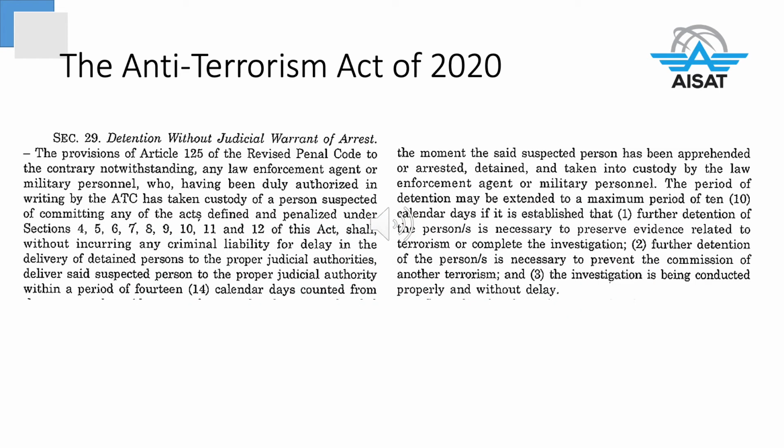Now let's compare this to the Anti-Terrorism Act of 2020, Section 29. Now this section is long. You may want to read it for yourselves later, but basically what this is saying is if a person is arrested with the written authority of the Anti-Terrorism Council, that person may be held without being presented to the judicial authority for a period of 14 days. And this 14 days can even be extended for another 10 days if there are valid reasons.